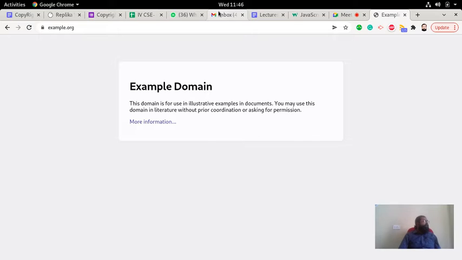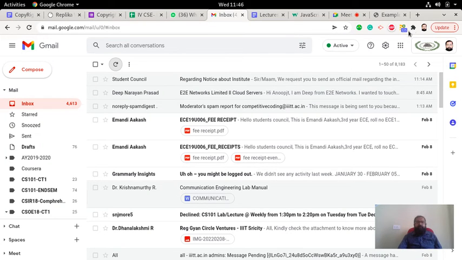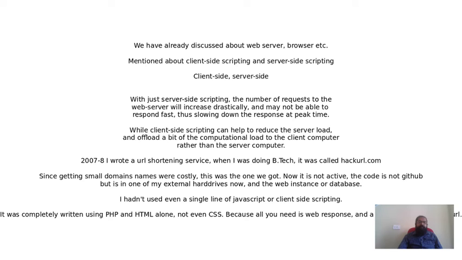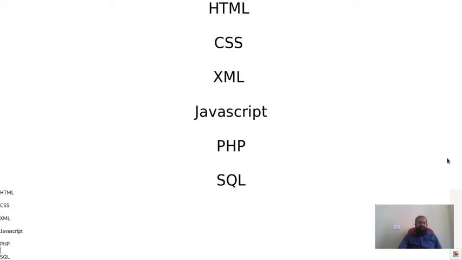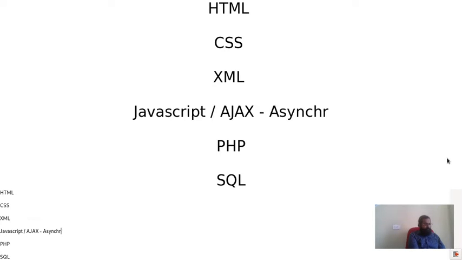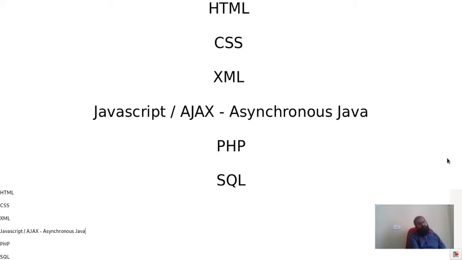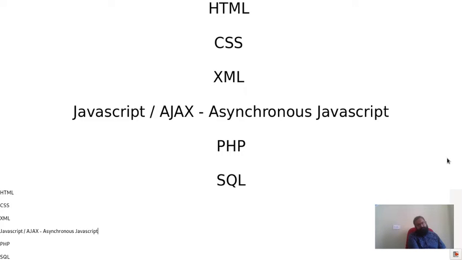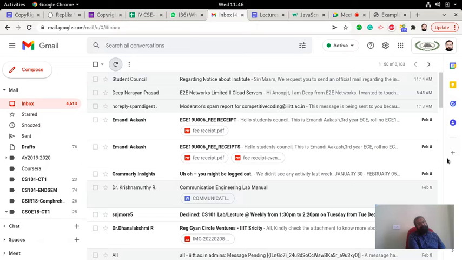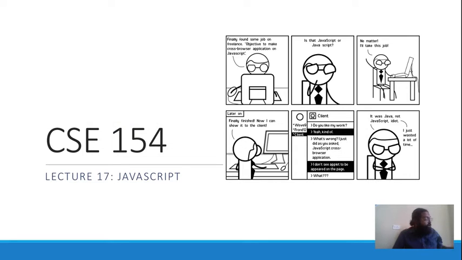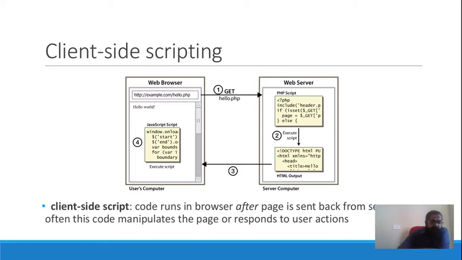And over here in Gmail, what they use is something called Ajax, or asynchronous JavaScript. So that is what is used by Gmail. Now, let's go to JavaScript.